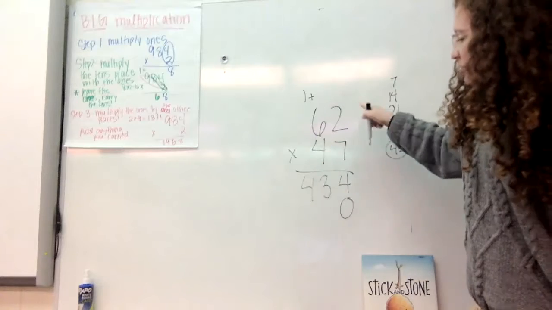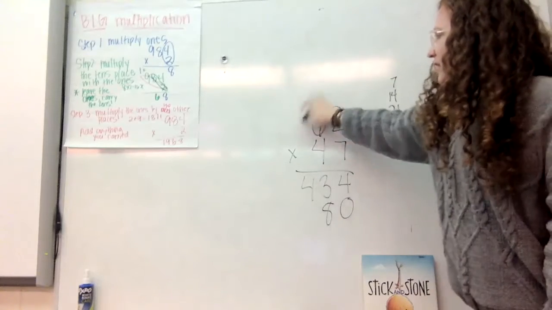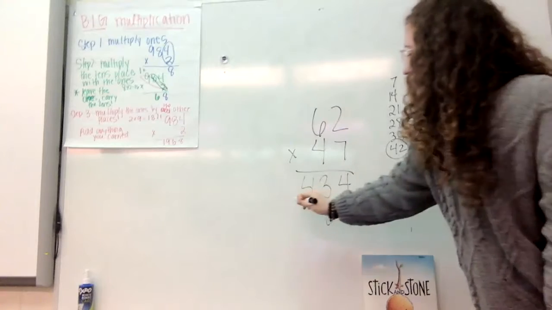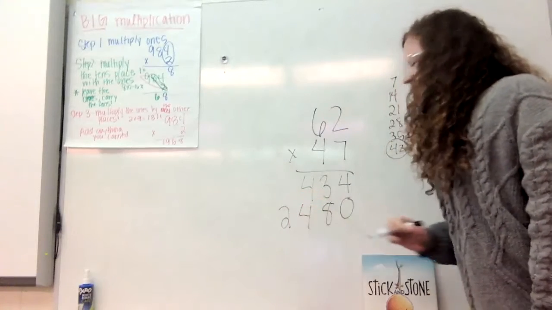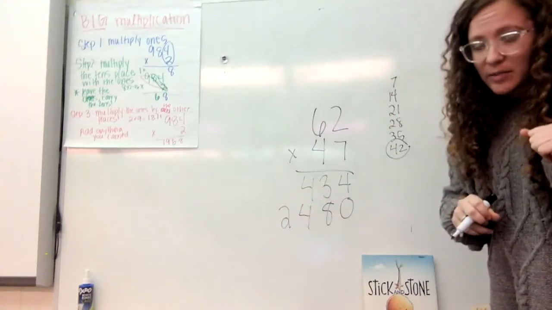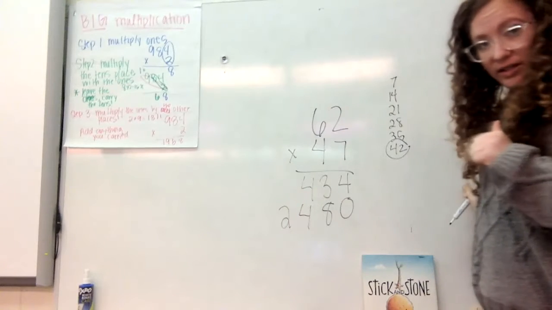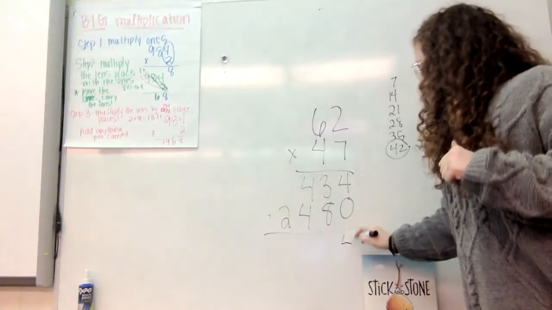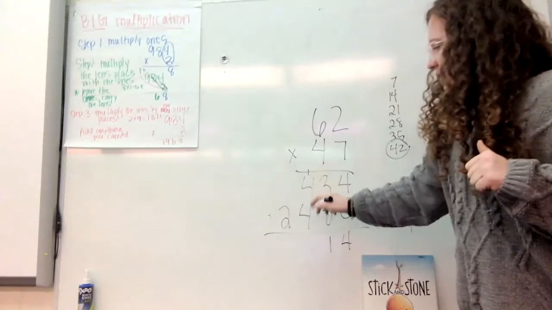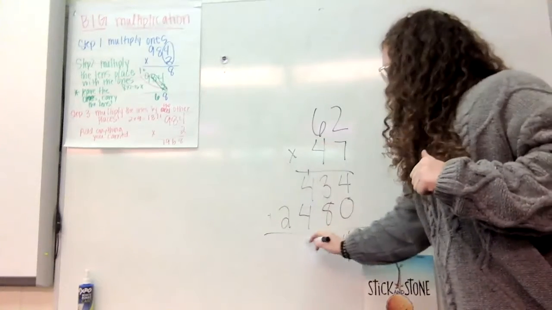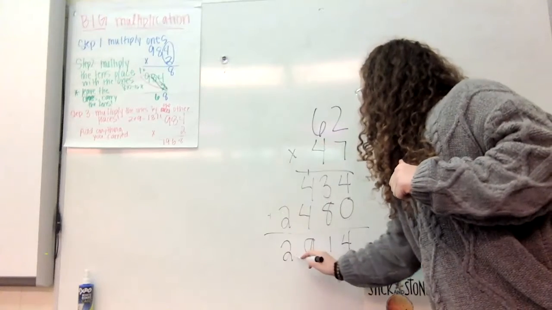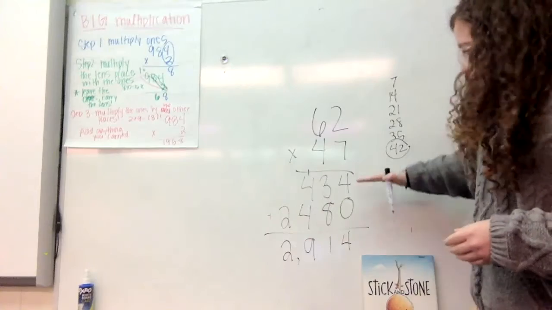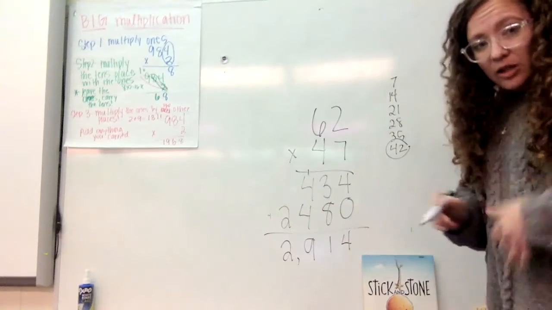So 4 times 2 is 8. This guy's old. 4 times 6 is 24. So I put my 2 and my 4 here. If you didn't know that 6 times 4 was 24, you should have written out your 6s or used your skip counting sheet from class. 4 plus 0 is 4. 8 plus 3 is 11. 4 plus 4 plus 1 is 9. And then my 2 plus nothing is 2. I get 2,914. If that's not what you got, check and see where you made your mistake. Let me know if you have any questions.